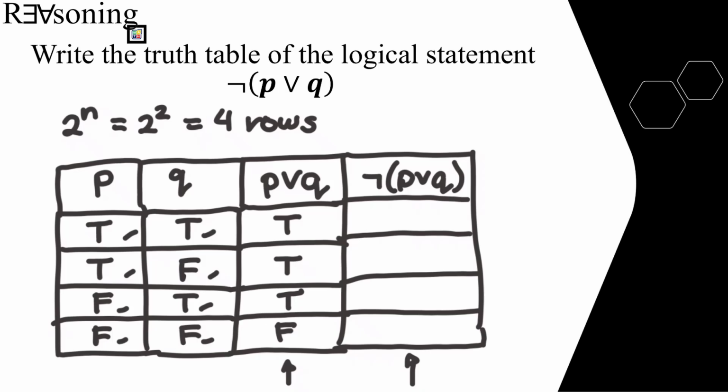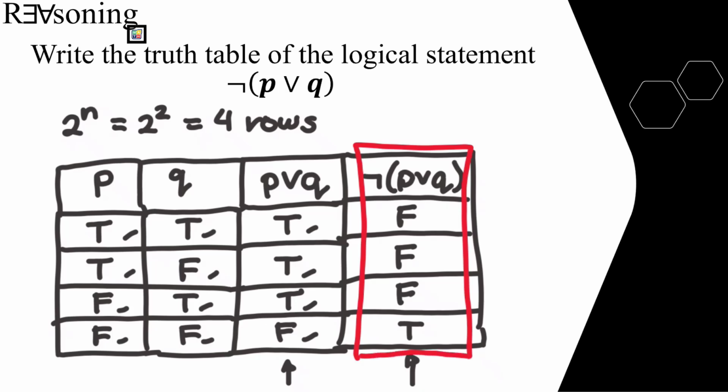Since the truth value for the first situation for the disjunction of p and q is true, its negation is false. For the second row, since this is true, this is also false. The third, this is true, so this is still false. And for the last one, since the fourth result of our disjunction with propositions p and q is false, its reverse is true. This completes the truth table for the negation of the disjunction of propositions p and q.